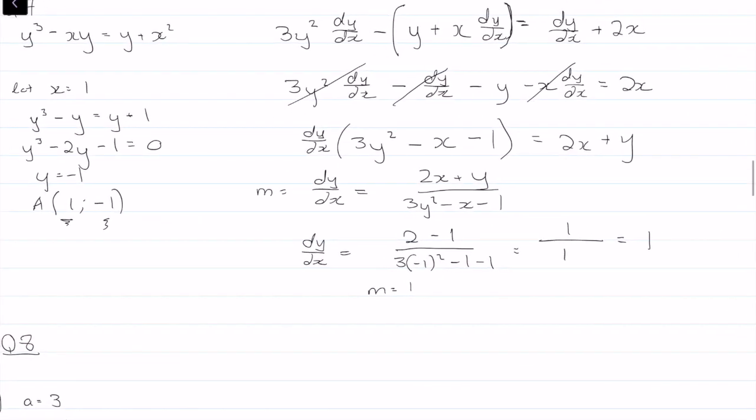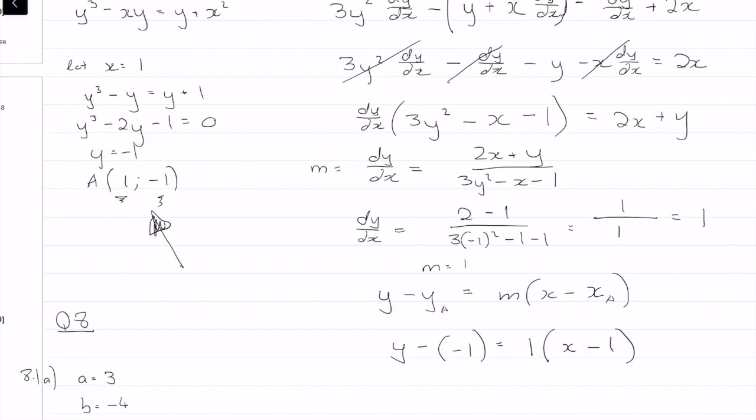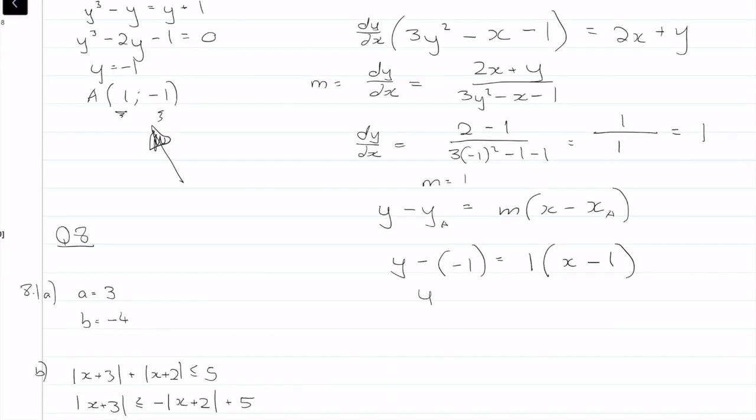And now we just use our normal formula for a straight line graph. That is y minus y at point A is equal to m, my gradient, times x minus the x-coordinate at A. So y, and my y-coordinate was minus 1, is equal to 1 times x minus my x-coordinate, which was 1. We're substituting those values in. So what you get is y plus 1 is equal to x minus 1, so y is equal to x minus 2. And that is the final solution.